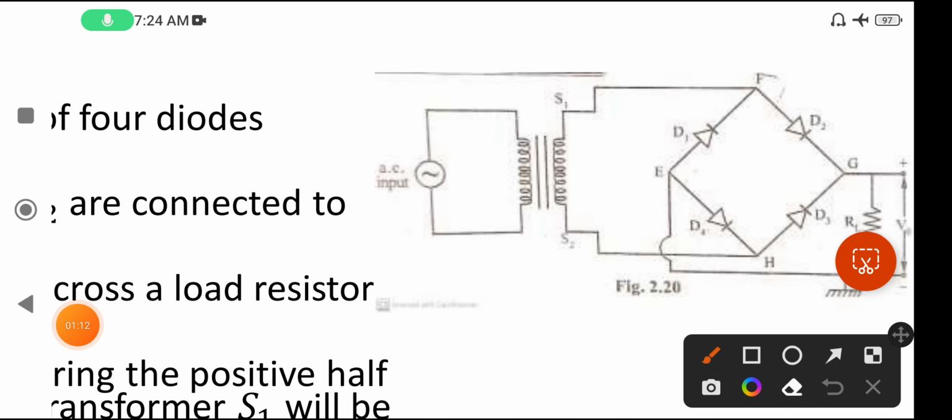Means current does not flow this side. Only how does the current flow? This current comes like this, through D2, and comes across this side, and now from this side it is like this, current flows in this direction. Okay, and appears across RL. So that is the direction. This side the direction is this one, and this side the direction is like this.